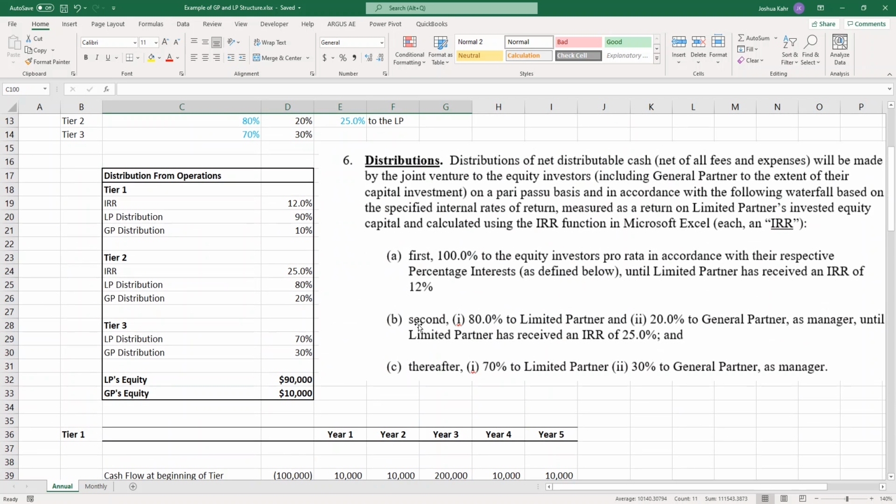In the next video, which has not been released yet because I'm recording this now and I haven't done that video yet, we'll actually go through how tier 1 is calculated and tier 2 is calculated and tier 3 is calculated, and then we'll pull it all together. But this is the basic layout, and we'll get to that in the next video.